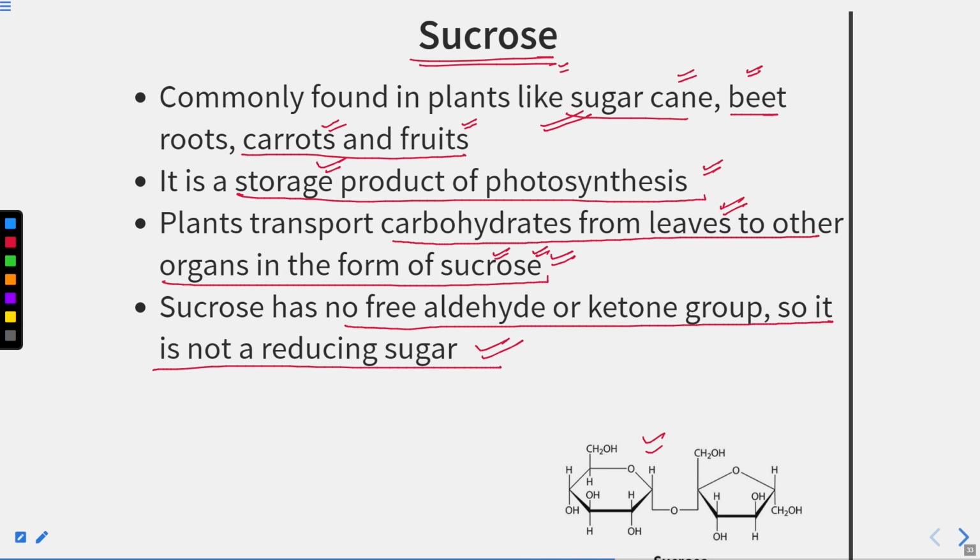So here you can see the structure of sucrose. They have the glycosidic bond. This is the OH group, and this is the CH2. One of the H and OH is utilized to form this glycosidic bond.